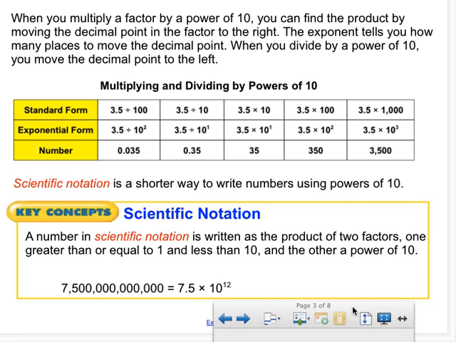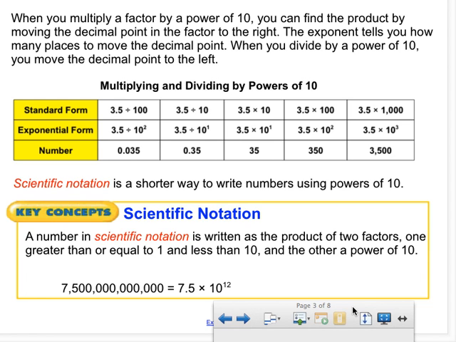And you'll learn more about this in your science class with Ms. P. So, when you multiply a factor by a power of 10, you could find the product by moving the decimal point in the factor to the right. So when we multiply, we're going to move it to the right. Are we making the number bigger or smaller if we move the decimal to the right? Bigger, right? Okay, the exponent tells you how many places to move the decimal point.